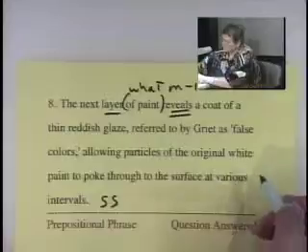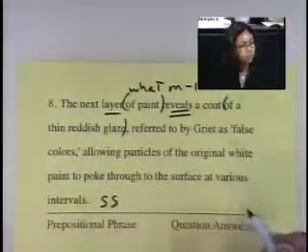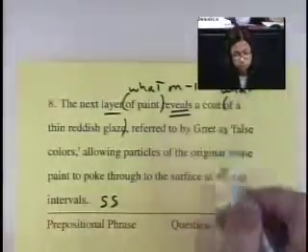Of a thin reddish glaze. Of a coat of a thin reddish glaze. And that answers, what? And then what? To by Greet.